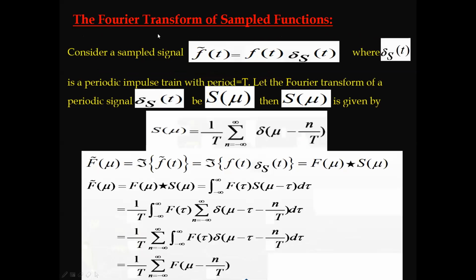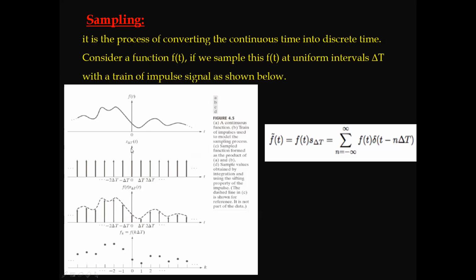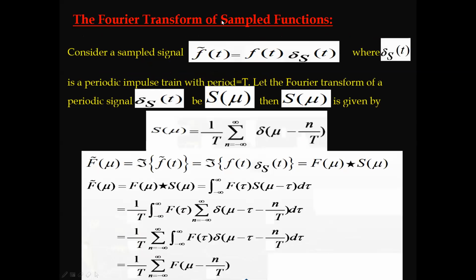Next, the Fourier transform of a sampled function. So here is a sampled function. What is sampled function? S delta t. Then what is the Fourier transform of that sampled signal? Here is a derivation. So consider the sampled signal f bar of t, which is equal to f of t into delta s of t, where delta s of t is a periodic impulse train with a period equal to t.